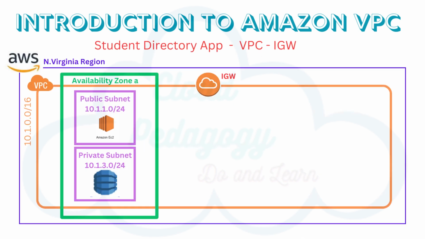Now it's time to add the internet gateway in our student directory application architecture diagram. As you can see here, we have attached the internet gateway to the VPC so that it can communicate to the outside world.